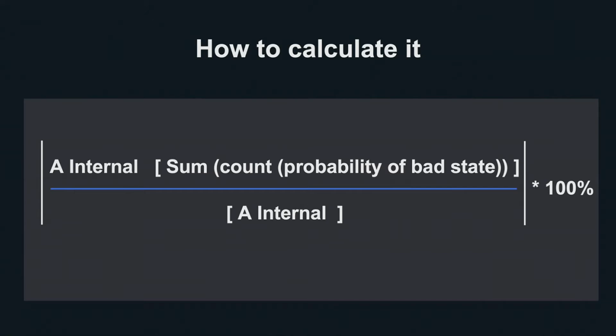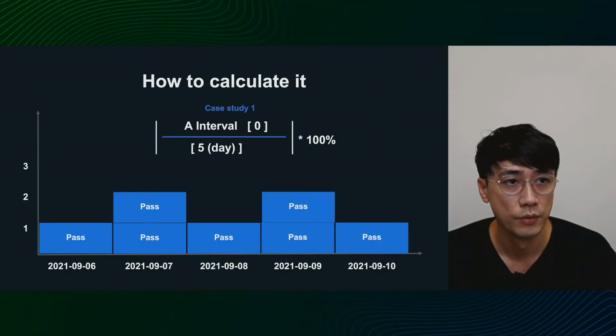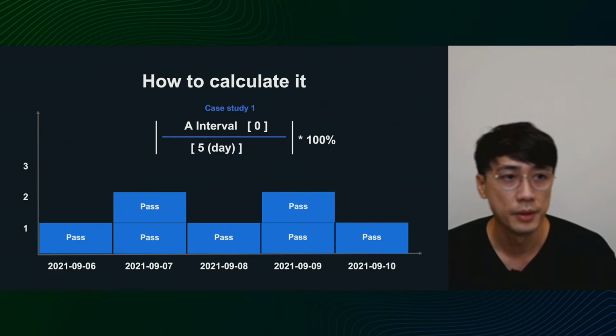We take all of the bad statuses to calculate the probability, and then aggregate all of the probabilities of the bad statuses, divided by the interval. The interval means the days. For example, case 1, we collect the test results within 5 days. As you can see, there are no bad statuses here, so the failing rate is 0. Therefore, we get a flaky rate of 0%.